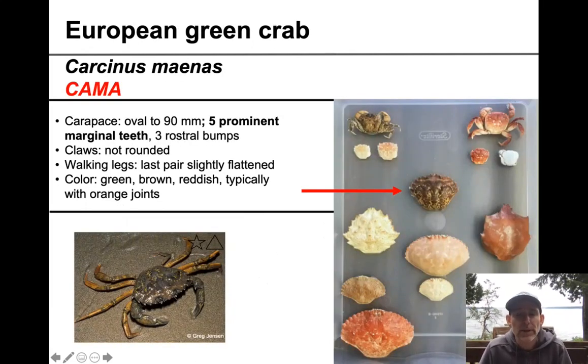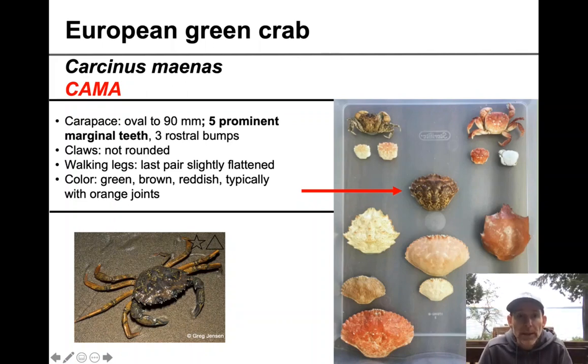Well, the first critter I want to talk about is the European green crab, Carcinus maenas. Not because it's the most common crab you'll see, but because it is the target of our sampling effort. I want to make sure that you're familiar with the standard approach that we use. First of all, the common name, European green crab, the scientific name, Carcinus maenas, and then the code that we use in our sampling. The code, CAMA, is the first two letters of the genus and the first two letters of the species name. So CAMA, Carcinus maenas.